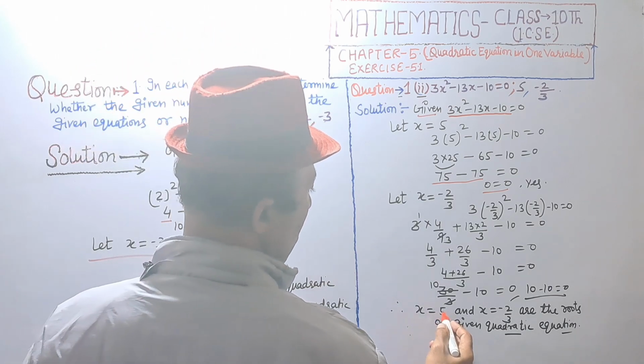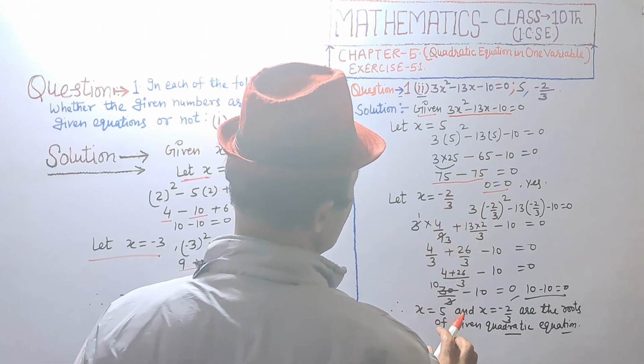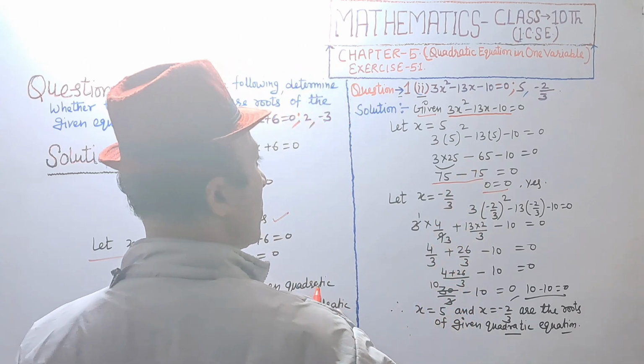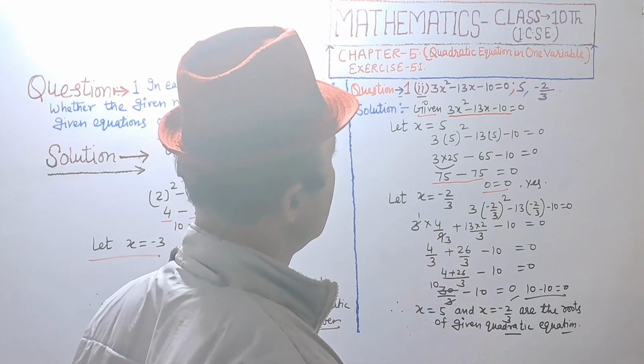So x is equal to 5 and x is equal to minus 2 upon 3 are the roots of the given quadratic equation, hence proved.